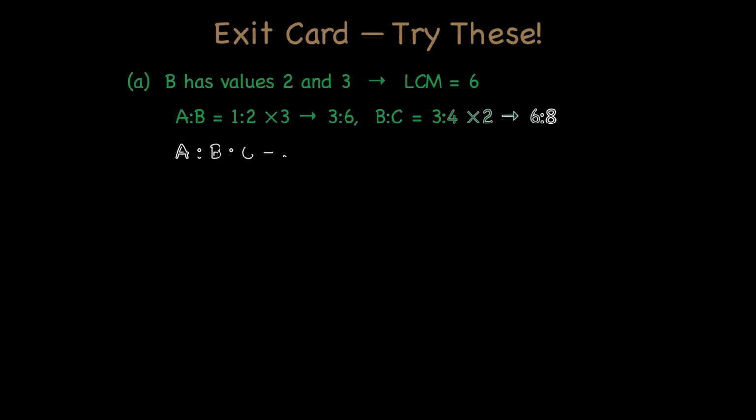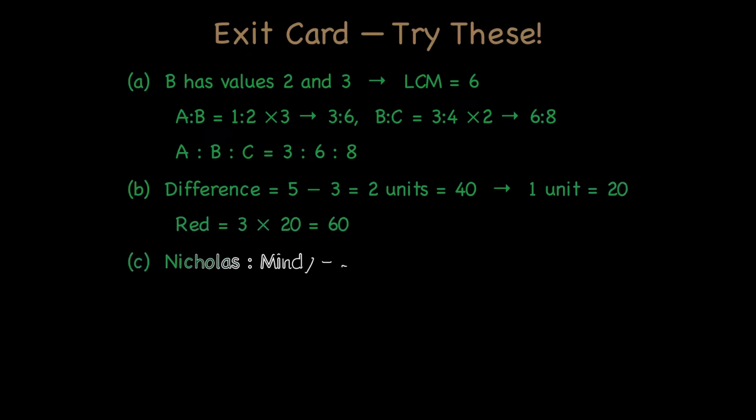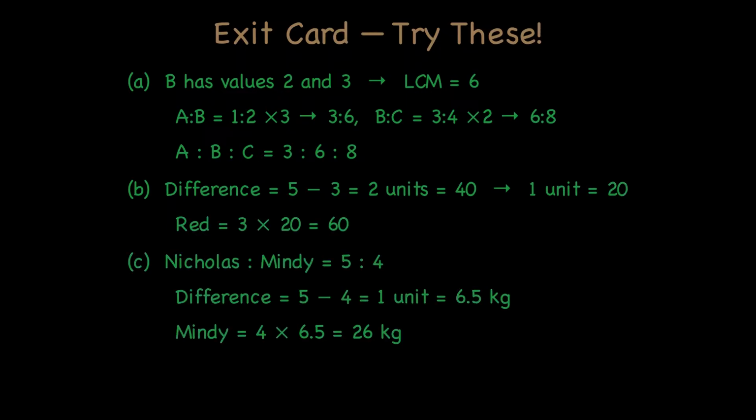Here are the answers. For A, B has values 2 and 3. LCM is 6. Scaling gives A to B to C equals 3 to 6 to 8. For B, the difference in ratio is 2 units equaling 40, so 1 unit equals 20. Red equals 3 times 20, which is 60.